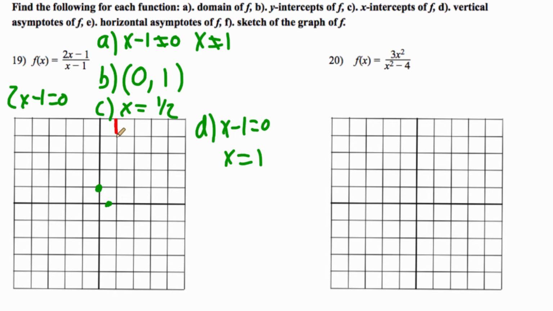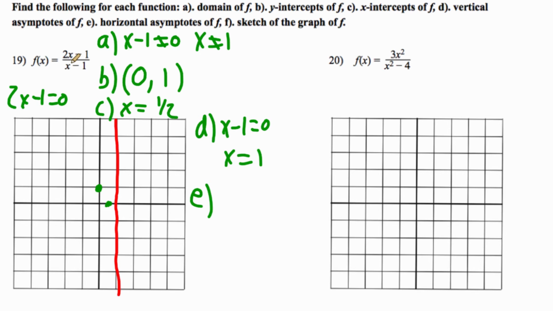So along this x value of 1, we've got a vertical asymptote right there. For part E, in order to find our horizontal asymptotes, this is where we have to look at the powers on top and on bottom. The highest power on top is a 1. The highest power on bottom is also a 1.